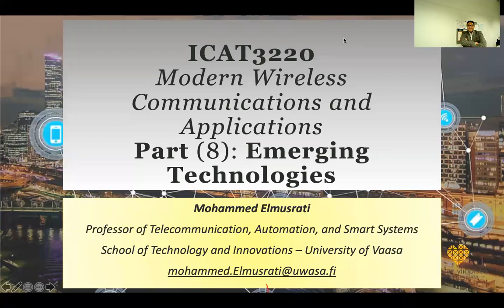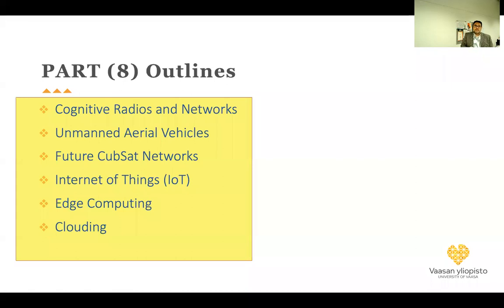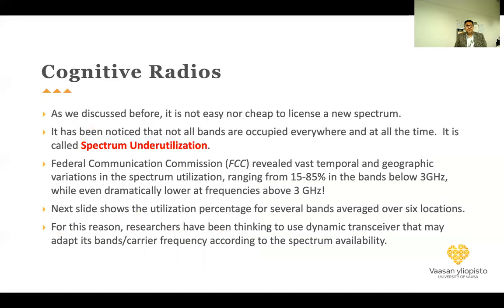Hello, everyone. You are welcome to clip 1 in this part 8. So in this part, we are going to explore some emerging technologies in wireless communication and also some applications. So let us start in this part with an introduction to cognitive radios and networks, and also unmanned aerial vehicles.